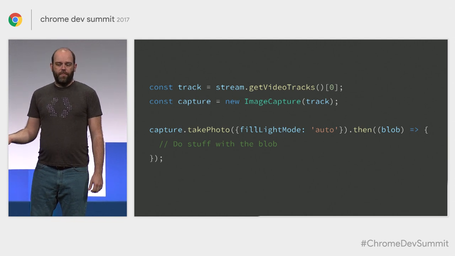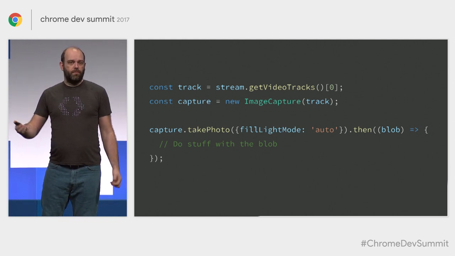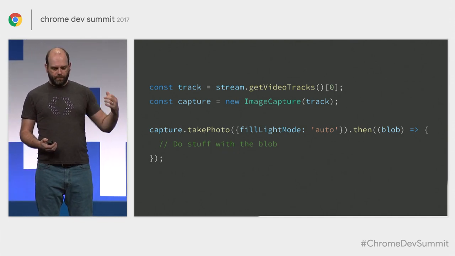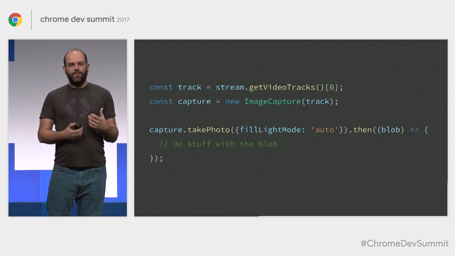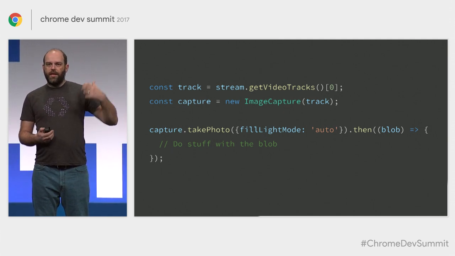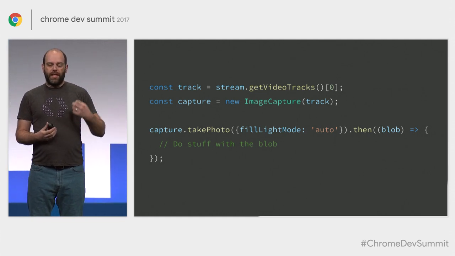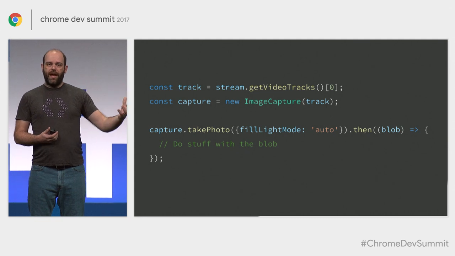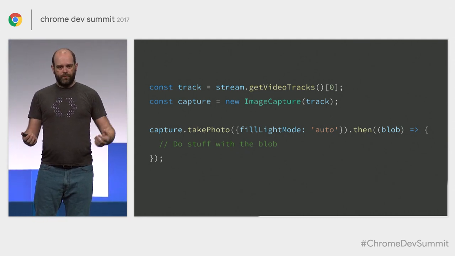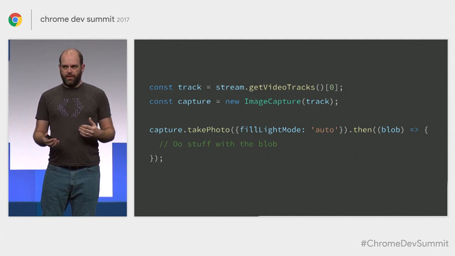But we now have a new API called the Image Capture API, which makes this a little bit easier and much better. It takes the stream that you get from getUserMedia and gives you a new object back, an ImageCapture object. It gives you a takePhoto method. When you call this, it tells the physical device, the camera, to take a full resolution photo and give you straight back a blob. So none of this drawing canvas nonsense in the middle.